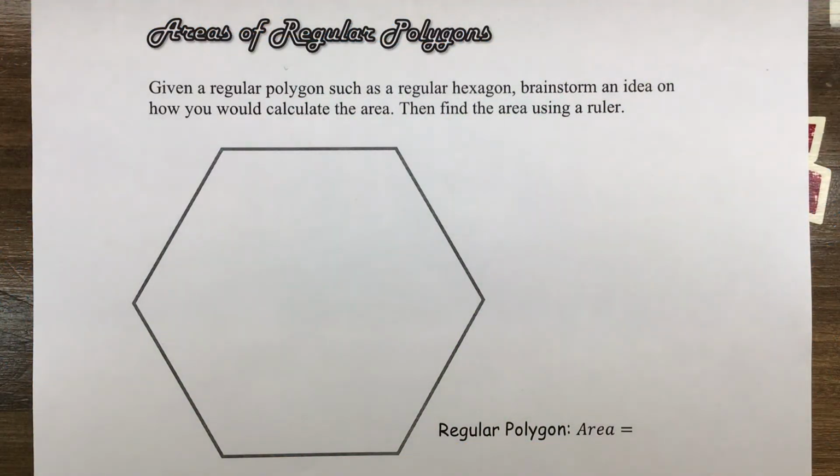The areas of regular polygons. A regular polygon is a polygon whose side lengths are all congruent and angle measurements are all congruent. In a sense, it's the perfect polygon for whatever number of sides it has.